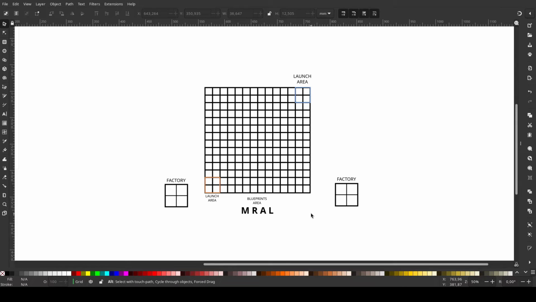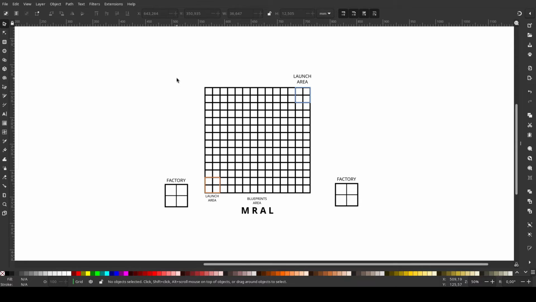Then for the setup, you need what you see here. So you need a 7x7 grid with 2 areas which are 2x2 in the corners. These are your launch areas. And then you need 2x2 squares outside of the grid, which are your factories. So this is, for example, your factory, and this is your opponent's factory. And then there needs to be an area where you will make your blueprints, and you can put this right below the grid.